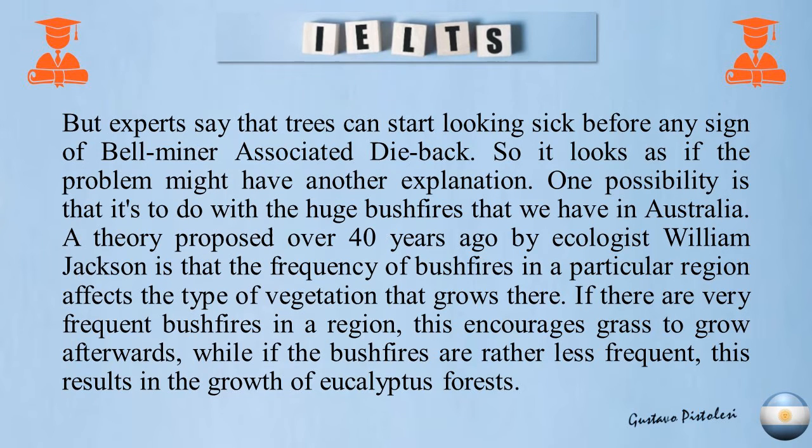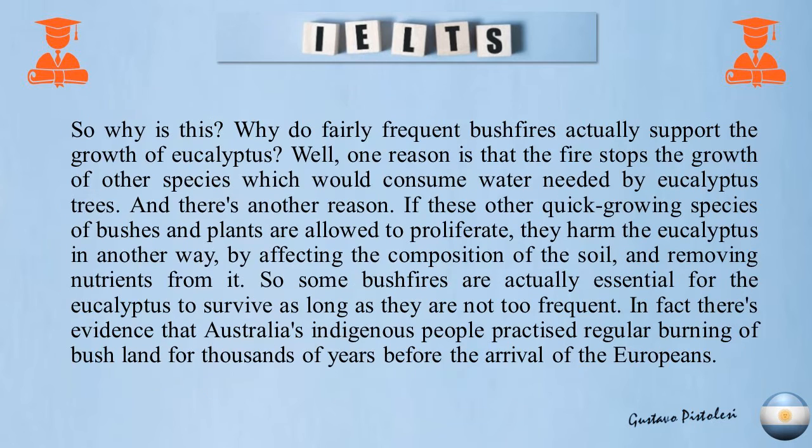One possibility is that it's to do with the huge bushfires that we have in Australia. A theory proposed over 40 years ago by ecologist William Jackson is that the frequency of bushfires in a particular region affects the type of vegetation that grows there. If there are very frequent bushfires in a region, this encourages grass to grow afterwards, while if the bushfires are rather less frequent, this results in the growth of eucalyptus forests.